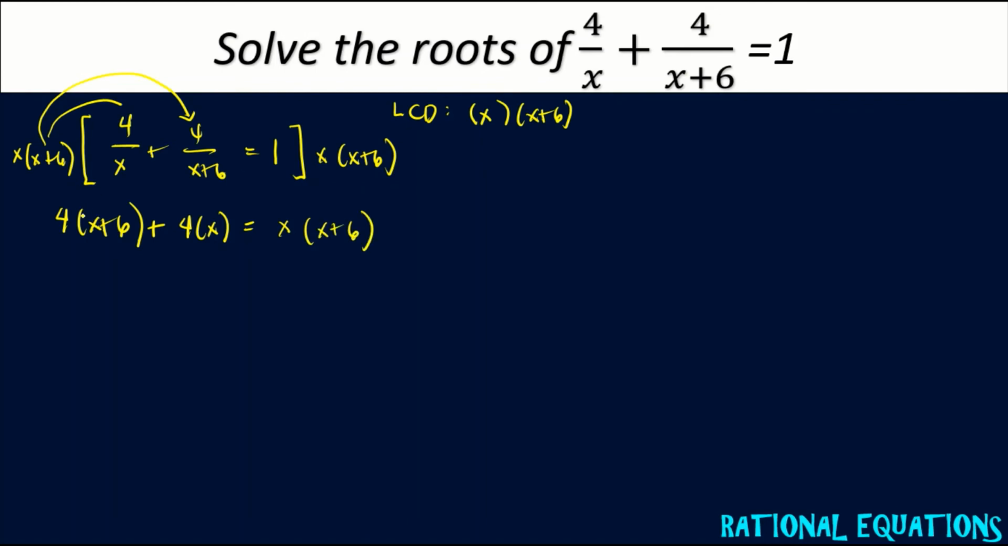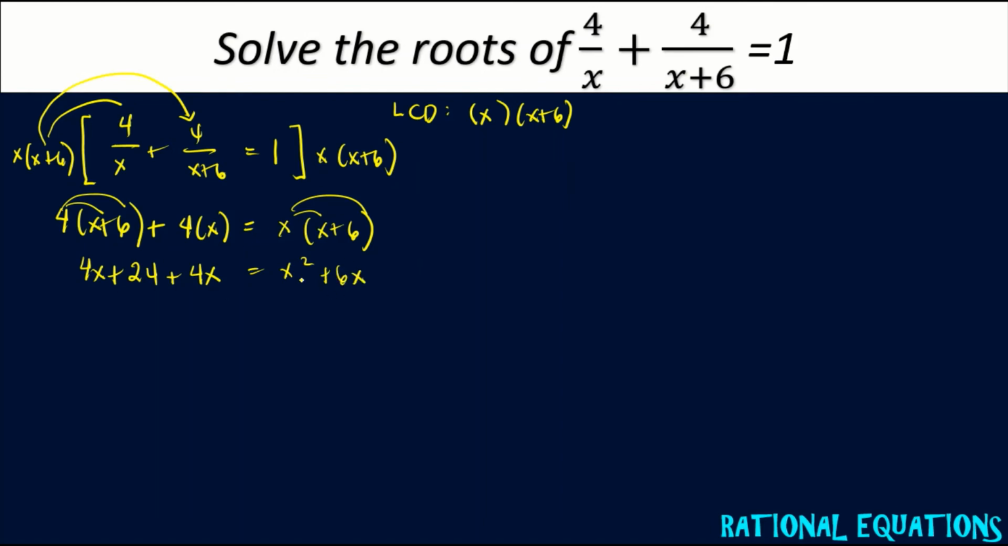Simplifying this, kailangan mawala ang open and close parenthesis. And kapag may open and close parenthesis, of course, i-distribute. So, 4 times x, we have 4x. Then plus 4 times 6 equals 24. Then plus 4 times x, obviously, that is 4x. Equals x squared plus x times 6, we have 6x.